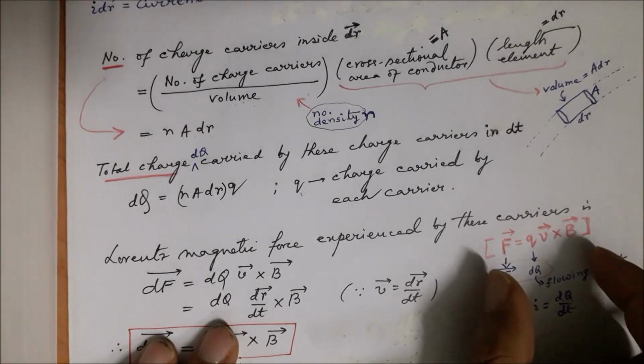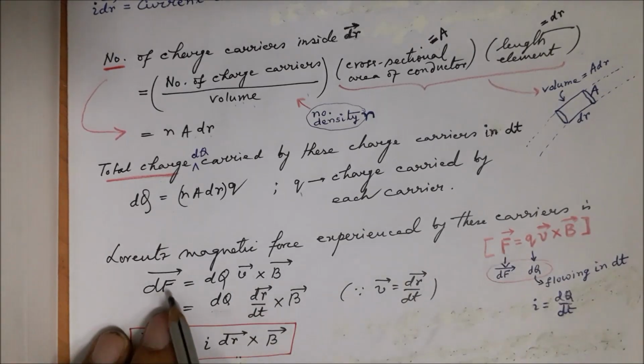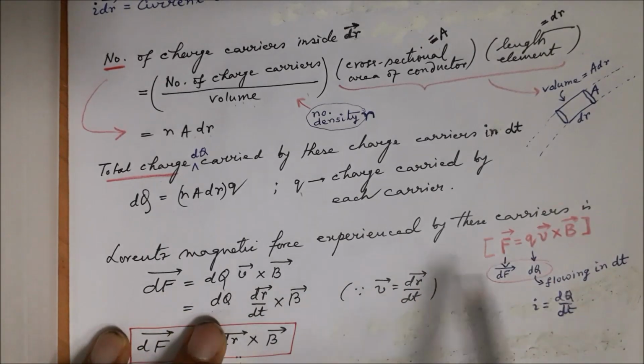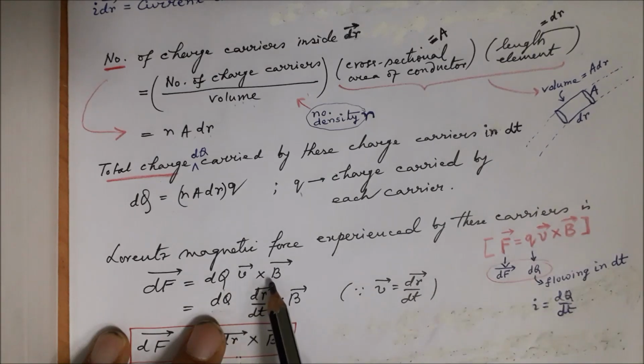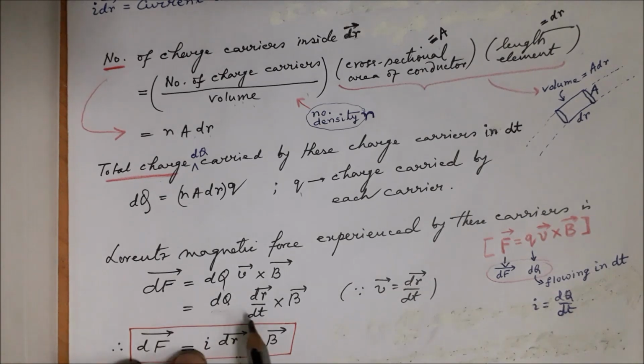So just let us rewrite this equation in this way. Instead of F we have dF, instead of q we have dq, and v cross B, here also v cross B. Now v is dr/dt, and therefore dq/dt is there, which is just the current. So we have got the final expression, and that is vector dF equal to I dr cross B.